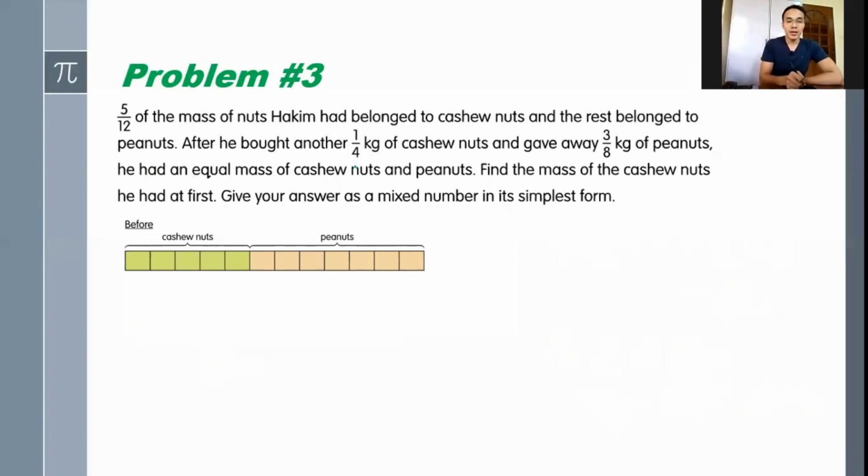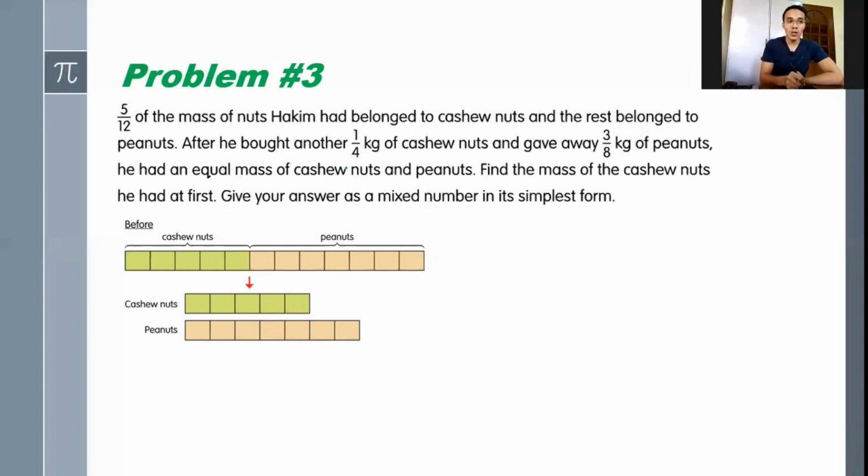After he bought another 1/4 kilogram of cashew nuts and gave away 3/8 kilogram of peanuts, he had an equal mass of cashew nuts and peanuts. So this is an example of before and after model. So our model can be written this way. We have cashew nuts, 5 parts, peanuts, 7 parts.